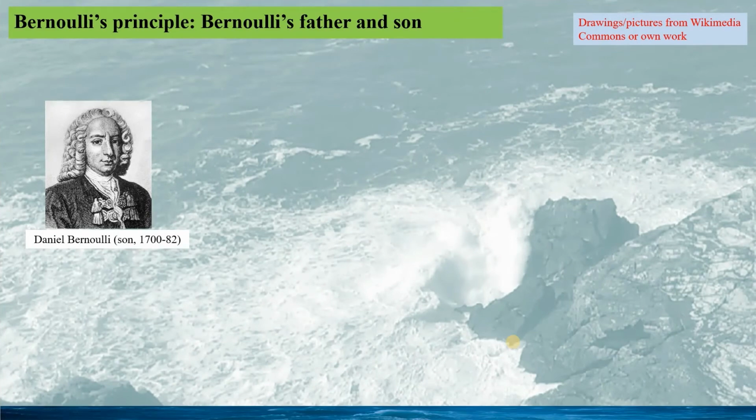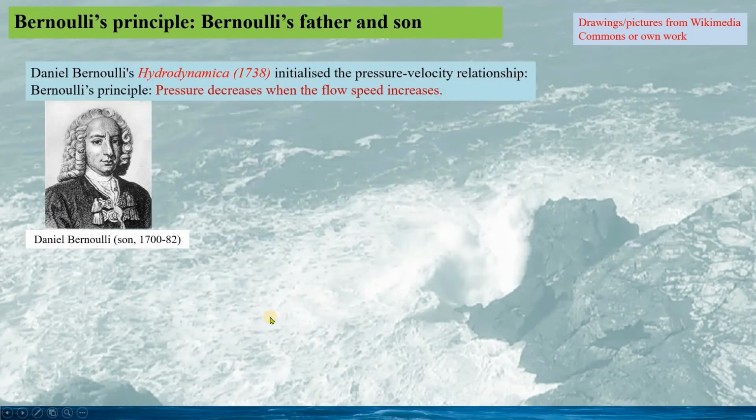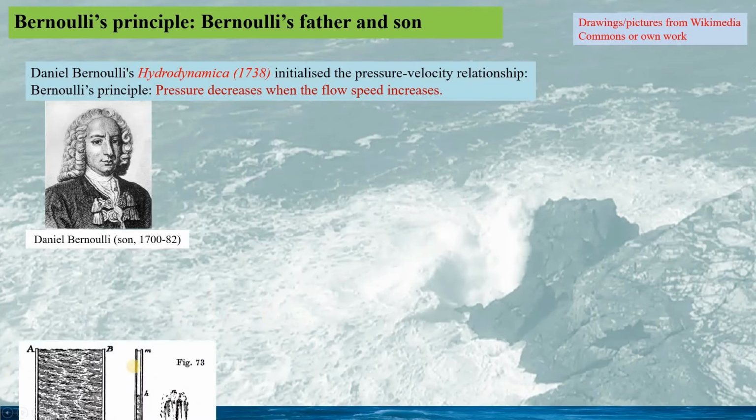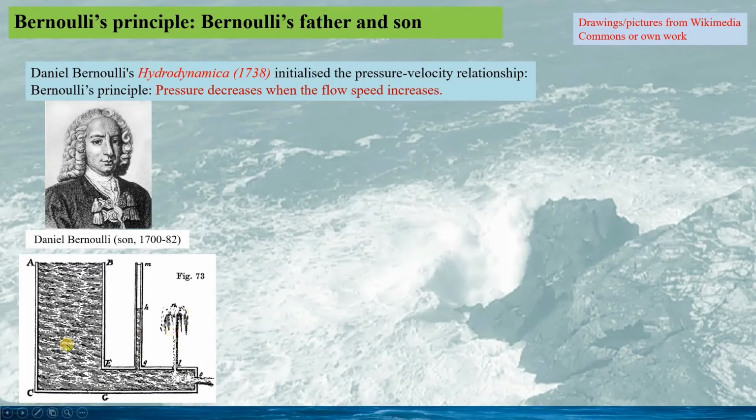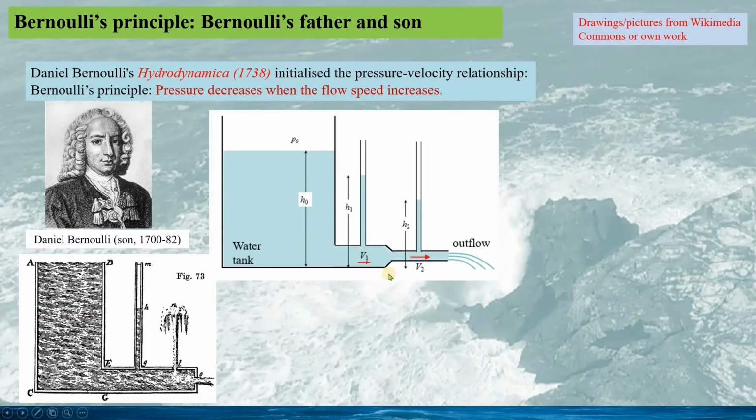Here come the Bernoullis, father and son. Daniel Bernoulli, the son of the Bernoullis, published his book Hydrodynamica in 1738, in which he initialized the pressure-velocity relation, named Bernoulli's principle. Pressure decreases when the fluid speed increases. He also drew a picture in his book like this. However, if we use this drawing, Bernoulli's principle can be more easily understood.